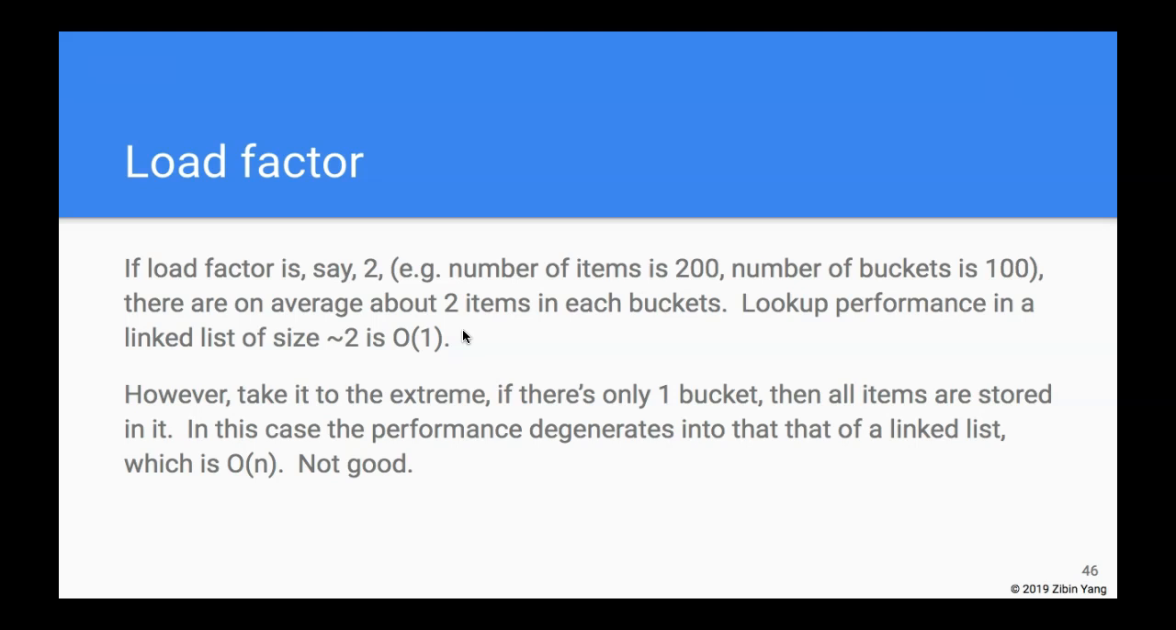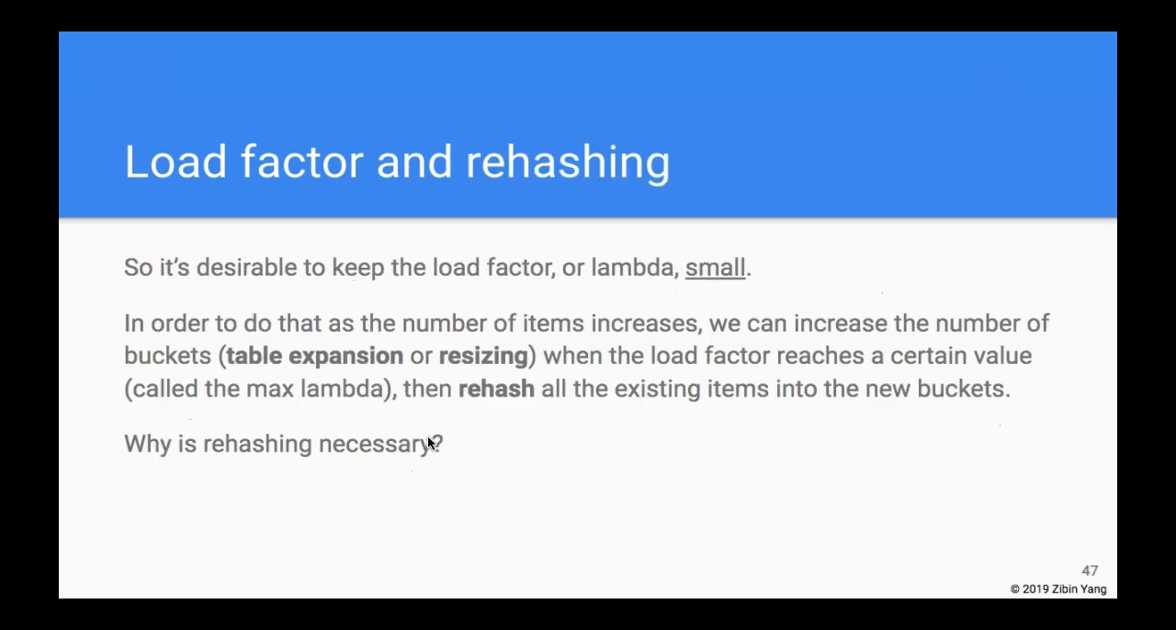Now, if we take it to the extreme, if there is only 1 bucket, as we talked about before, then all the items are stored in the same bucket. And in this case, the performance would degenerate into that of a linked list, right? Which is O of n, and that's very, very not good. So the lesson from this thought exercise is that we really should keep the load factor, lambda, very small. But how can we do that? What if the number of items just keeps increasing?